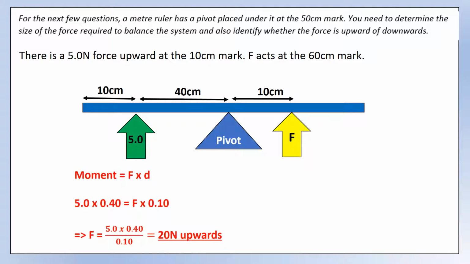Okay, so this is what my diagram looked like. It's 5 newtons and it's 0.4 meters from the pivot. F is 0.1 meters from the pivot. Make them equal to each other and then divide both sides by 0.1. We get a 20 Newton force upwards as F.